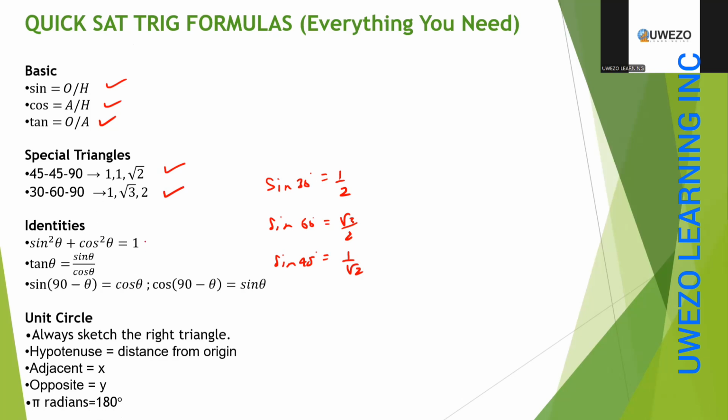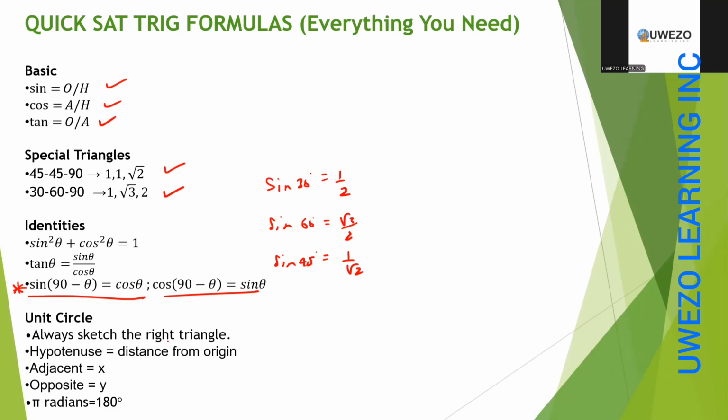Sometimes we may have to apply these identities. So sine square theta plus cos square theta is 1. Tan is the division of sine and cosine. And these are very important. Sine 90 minus theta is cosine theta, and cosine 90 minus theta also will be sine theta. There have been many questions based on this identity.